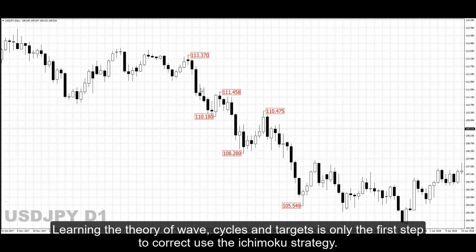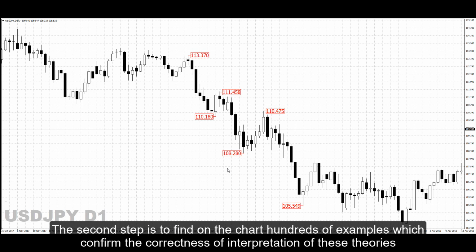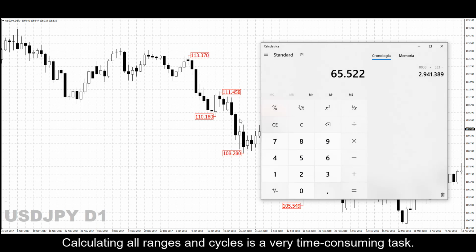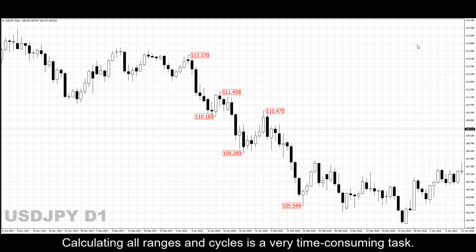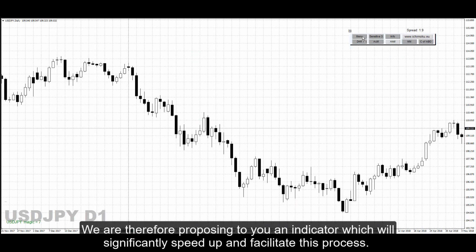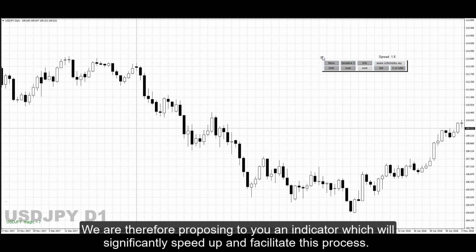Learning the theory of wave, cycles, and targets is only the first step to correct use the Ichimoku strategy. The second step is to find on the chart hundreds of examples, which confirm the correctness of interpretation of these theories. Calculating all ranges and cycles is a very time-consuming task. We are therefore proposing to you an indicator which will significantly speed up and facilitate this process.